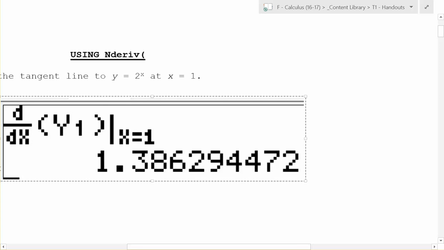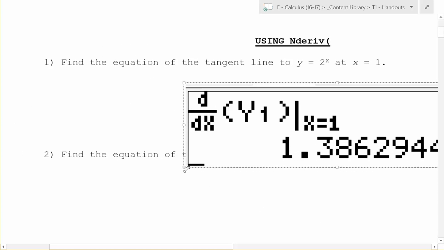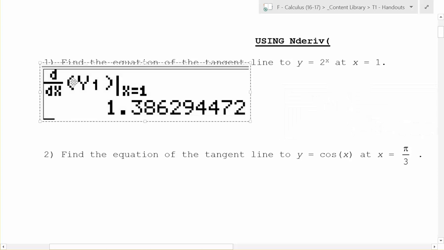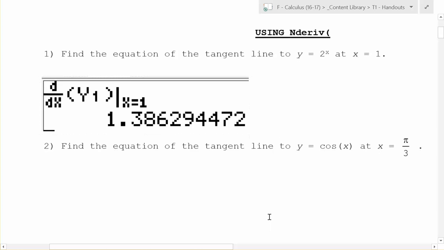How many things do you need to find the equation of a line? We have the slope, so now we just need the what? Can someone just tell me what the point is? 2, 2, because 2 to the first is 2. So it's 1 comma 2 to the first, so it's 1, 2.